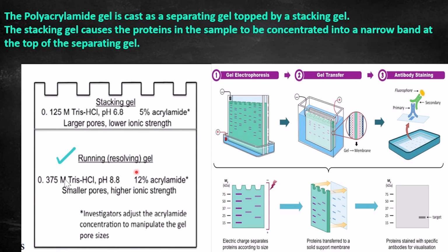So when we are going to prepare the gel, first you will make the running gel. Then, when this running gel is ready, you will pour the preparation of stacking gel. HCl is for maintenance of pH. Acrylamide is for making this mesh, for casting of the gel. So stacking gel causes the protein in the sample to be concentrated into a narrow band at the top of the separating gel.